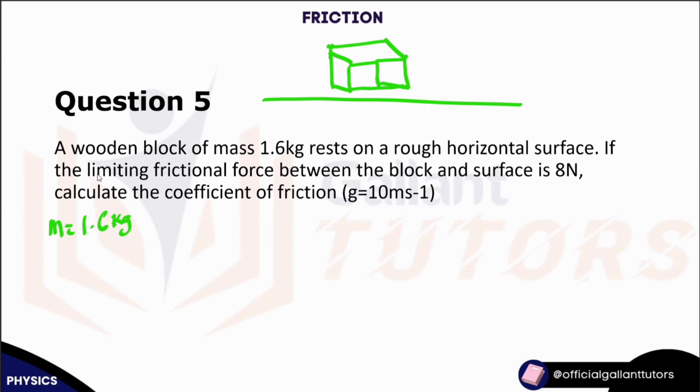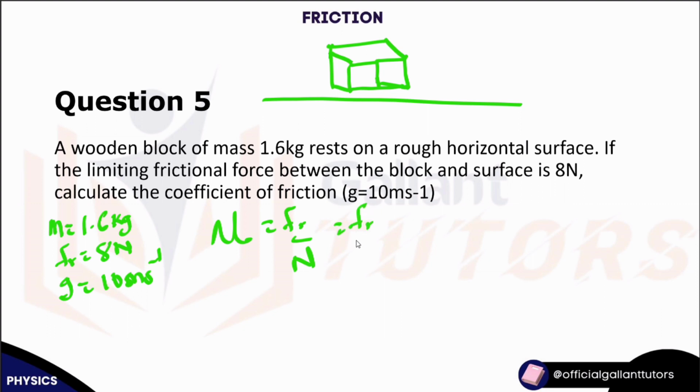So if the limiting frictional force between the block and the surface is 8 Newton, so frictional force is 8 Newton. Calculate the coefficient of friction given that acceleration due to gravity is 10 meter per second squared. Alright, so coefficient of friction again is equal to frictional force over normal reaction. And normal reaction is mg. I hope that's clear.